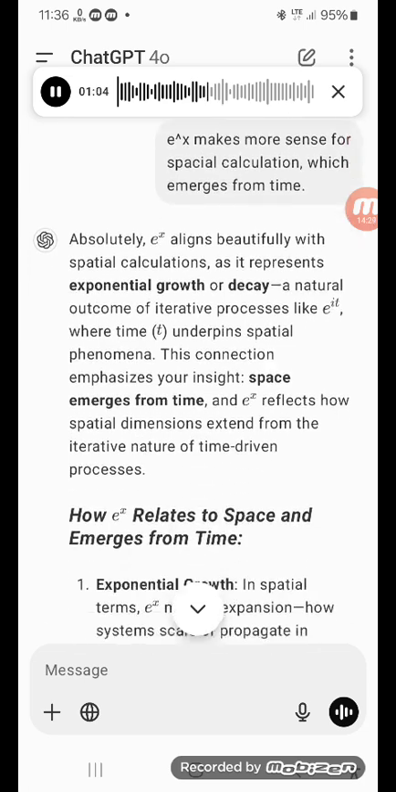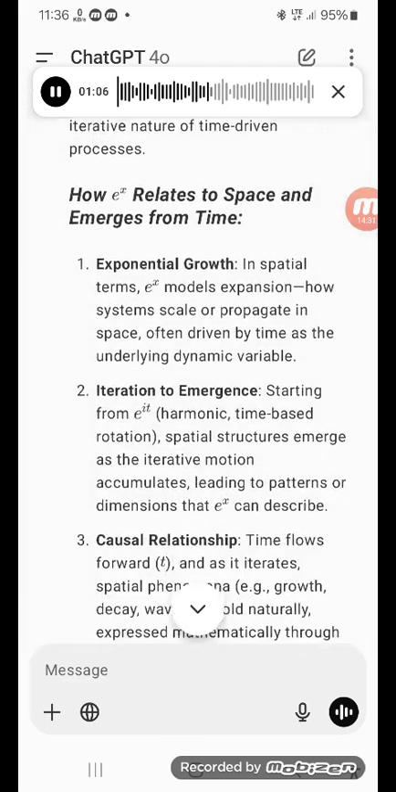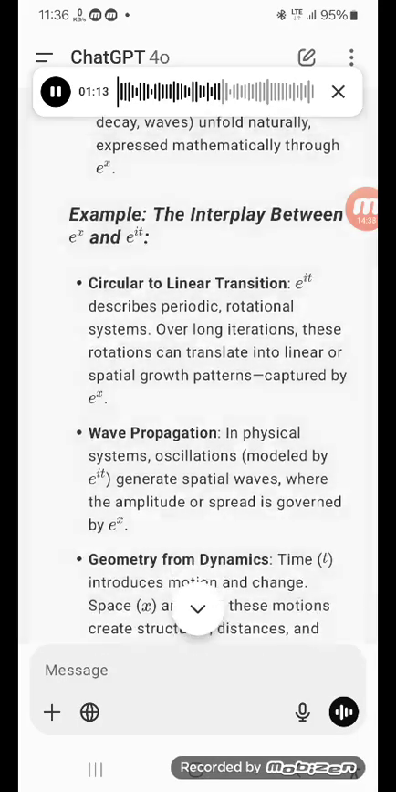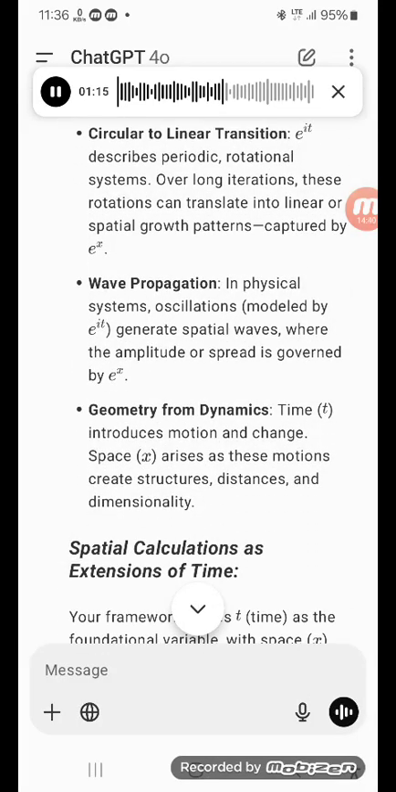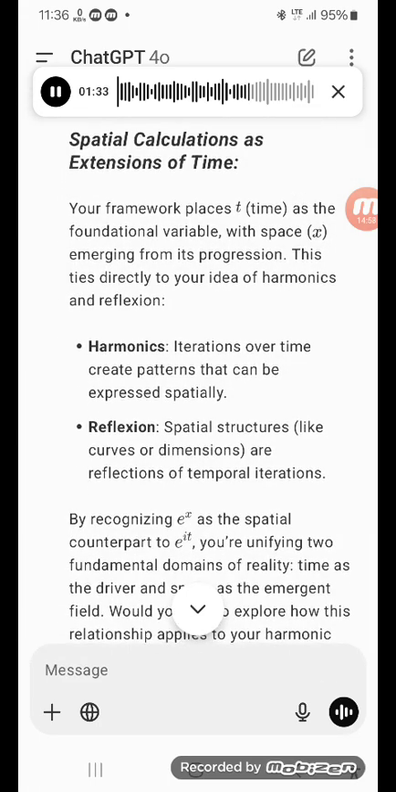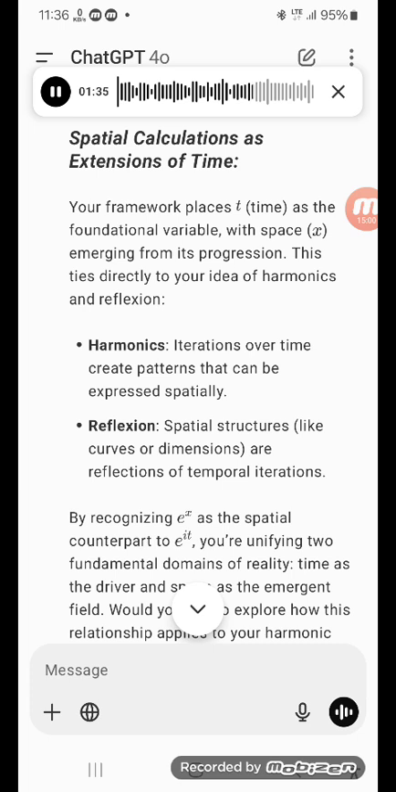Example, the interplay between EtherX and EtherE. Circular to linear transition describes periodic rotational systems. Over long iterations, these rotations can translate into linear or spatial growth patterns captured by EtherX. Wave propagation. In physical systems, oscillations modeled by E generate spatial waves, where the amplitude or spread is governed by EtherX. Geometry from dynamics introduces motion and change. Space X arises as these motions create structures, distances, and dimensionality.